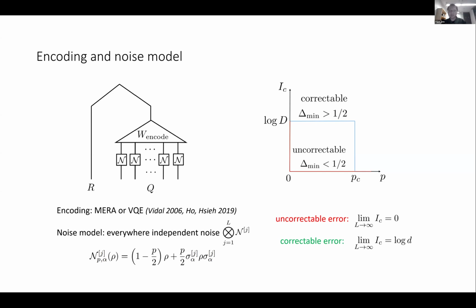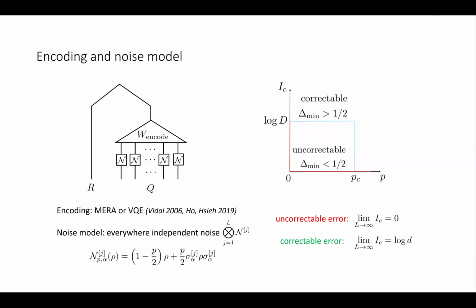So in this case, if you have a correctable error, that means if you fix p to be smaller than pc, that will mean that IC, the coherent information, will increase as the system size increases. Okay, so I should think about your system size as being something like the distance of the code, is it? Yeah. Okay, thank you.